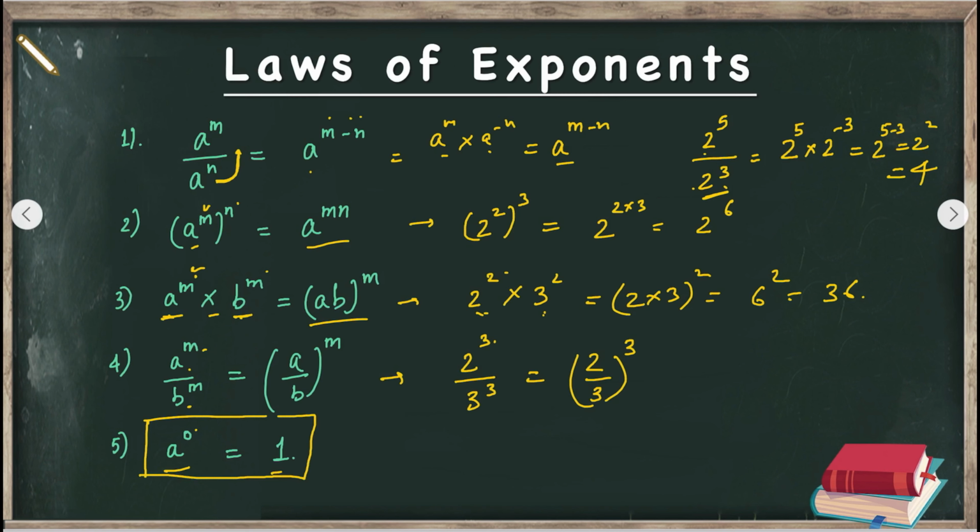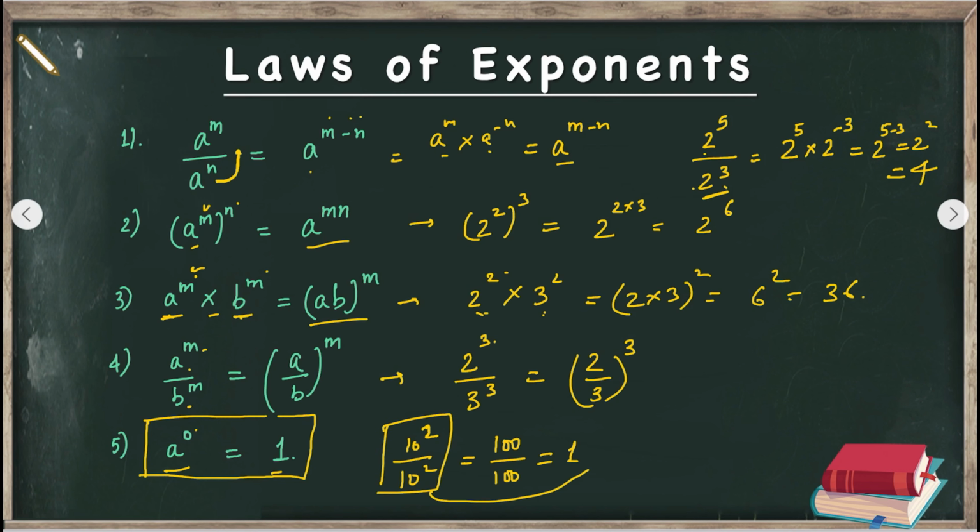This is how, if we have 10 power 2 divided by 10 power 2, then 10 power 2 is 100, and 10 power 2 is 100. When we divide 100 by 100, we get 1.